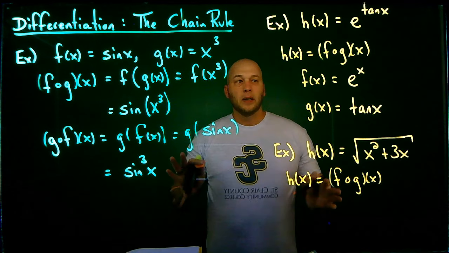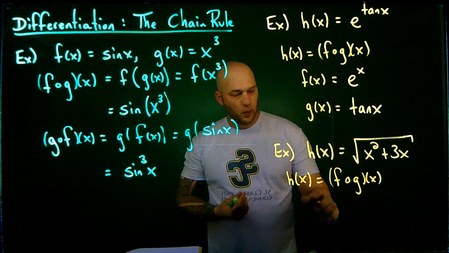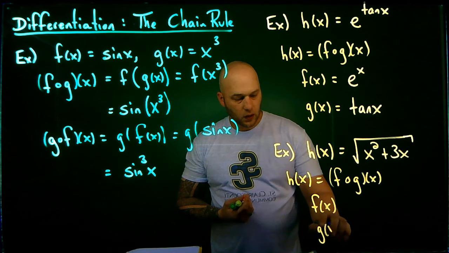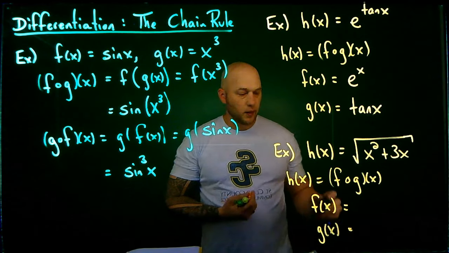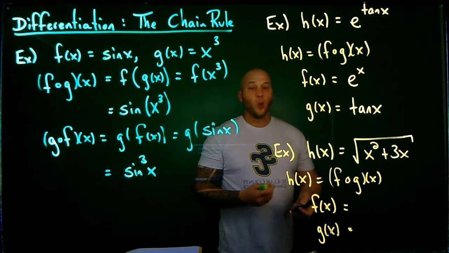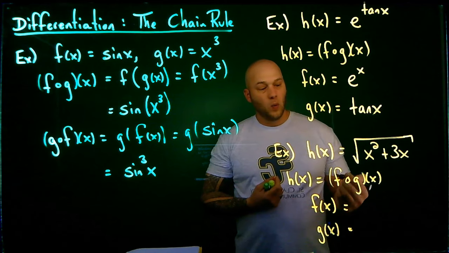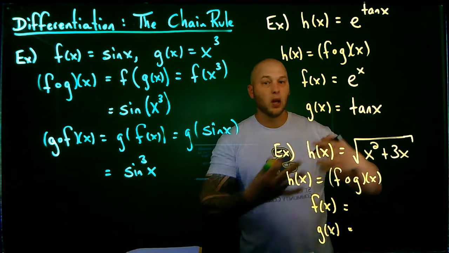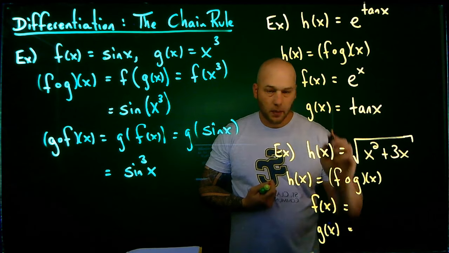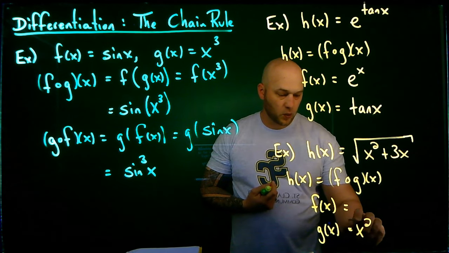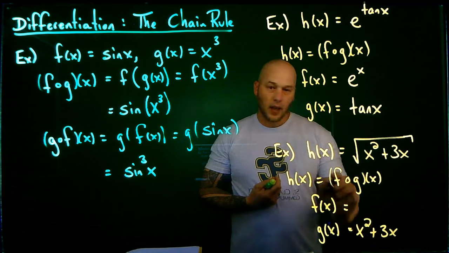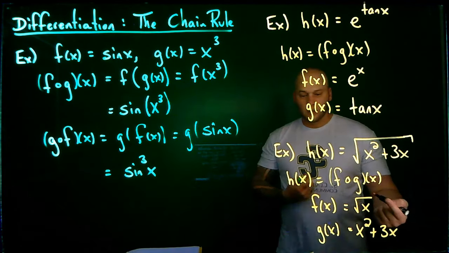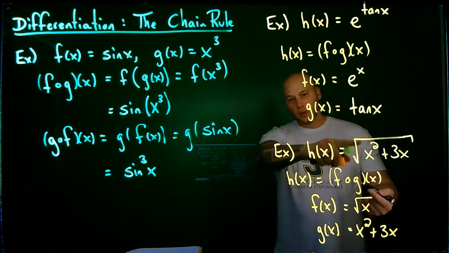But just to be consistent with this previous example, I'm plugging g of x into the function f, and let's identify what's what. Well, what did I plug in? Well, if I look at this expression here, x squared plus 3x was plugged into the square root function, meaning g of x would be x squared plus 3x, and f of x would be the square root of x. That means I took g and I plugged it into f to obtain h.